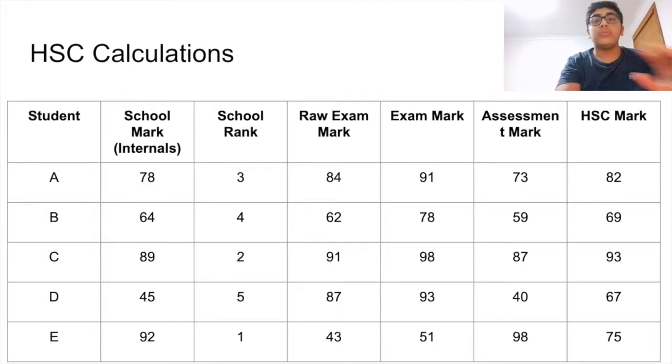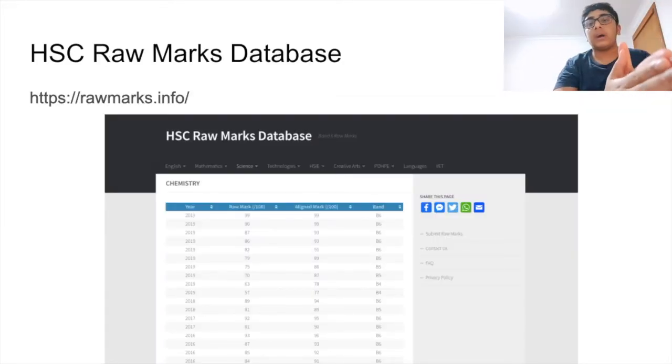There's also this really cool website. It's been collated by past HSC students, and it's called the HSC Raw Marks Database. Now, the HSC Raw Marks Database basically says what the raw mark in the exam is and what the aligned mark is for that year.